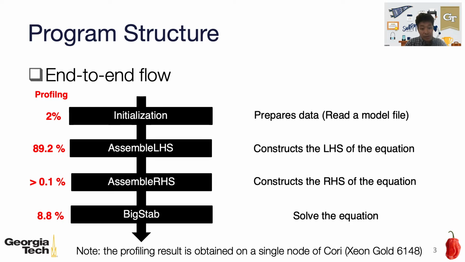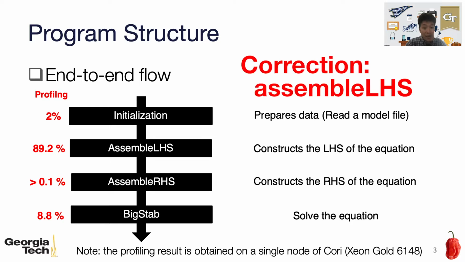And the charts in the slide are providing a result on a single node of the Cori. As you can see, the assembleLHS part accounts for around 90% of the end-to-end execution time, and the BiCGStab part accounts for around 9% of the end-to-end execution time. So we basically accelerate the assembleLHS part and the BiCGStab part using GPUs.